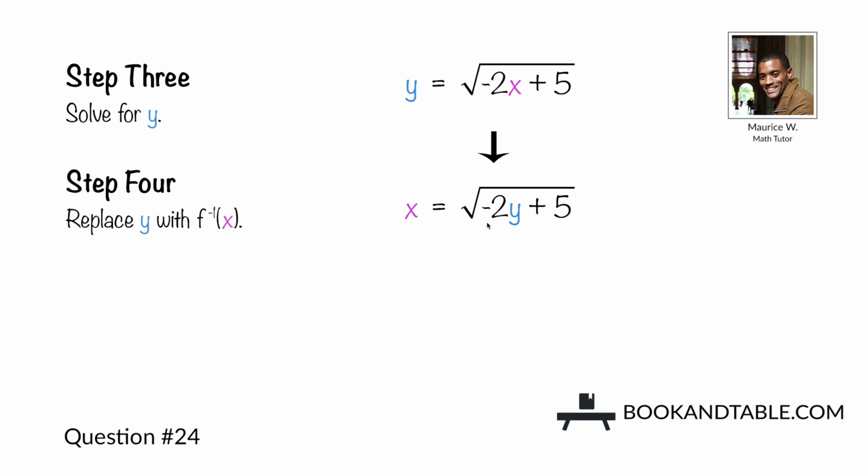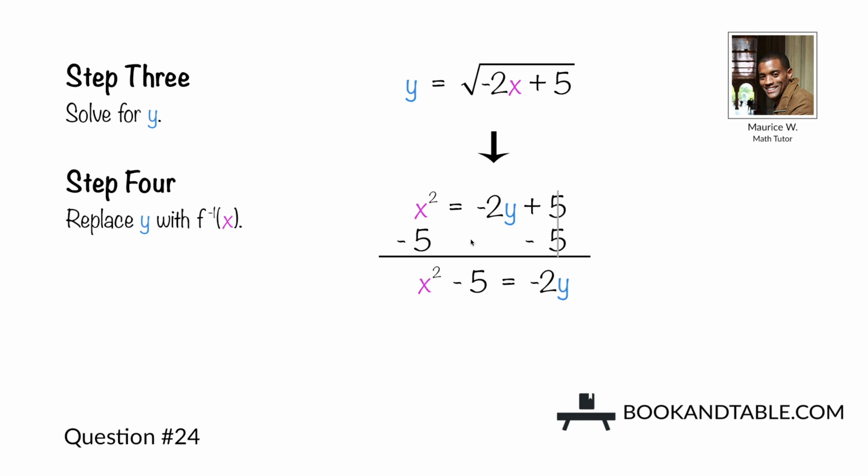So we'll begin by removing this radical, which we do by squaring both sides. When we do, that gives us x squared is equal. We can then get rid of the radical, so we'll be left with negative 2y plus 5. And now we subtract 5 from both sides, giving us x squared minus 5 is equal to negative 2y.